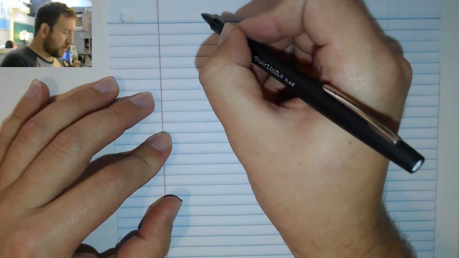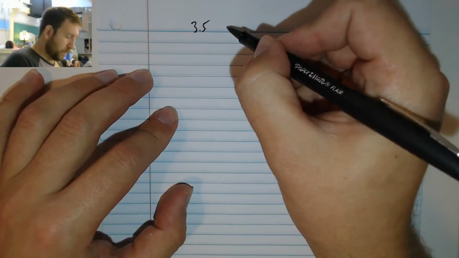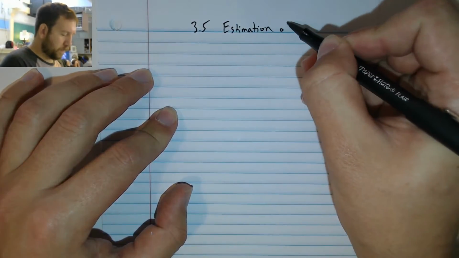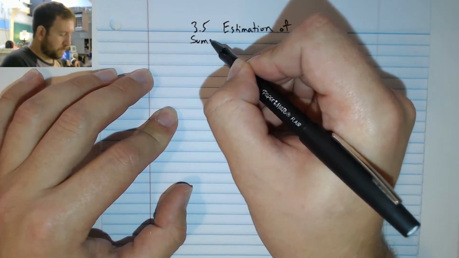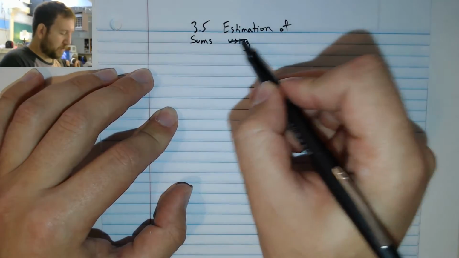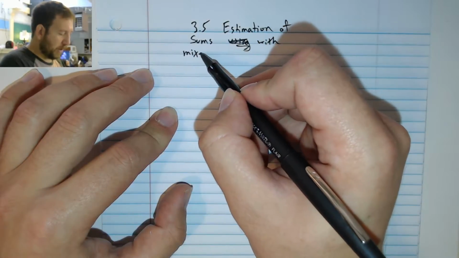This second section, section 3.5, is really easy because it's basically what we were doing before with our estimation of fractions, only now we're just adding them. So let's mark on our page. We're going to do section 3.5, and we're going to be doing estimation of sums, using estimation of sums with mixed numbers and fractions.